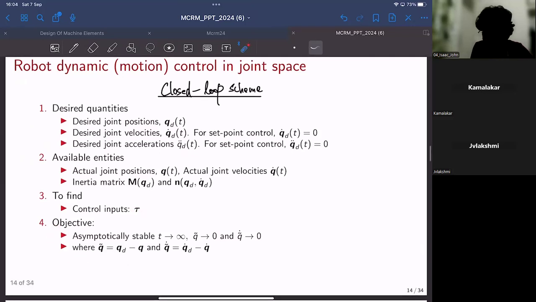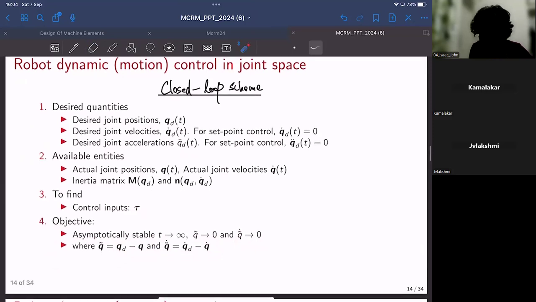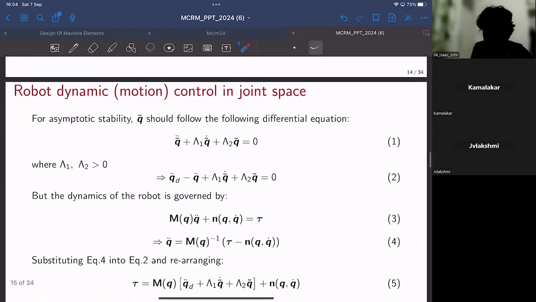The objective is asymptotic stability, just like in the previous case. As time tends to infinity, the position errors will tend to 0. The velocity errors will also tend to 0, where the position error is defined as the difference between actual and desired position, and velocity error is the difference between desired and actual velocities. So how do you do that?